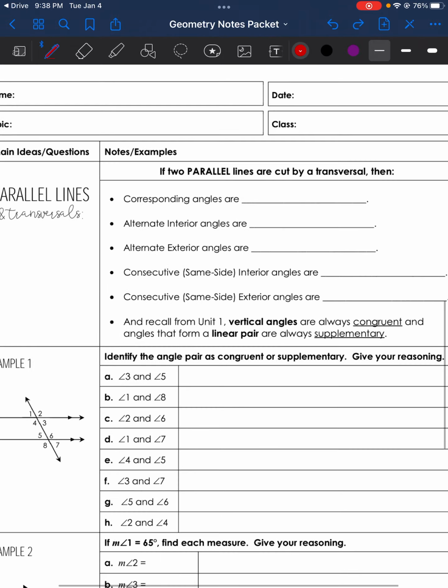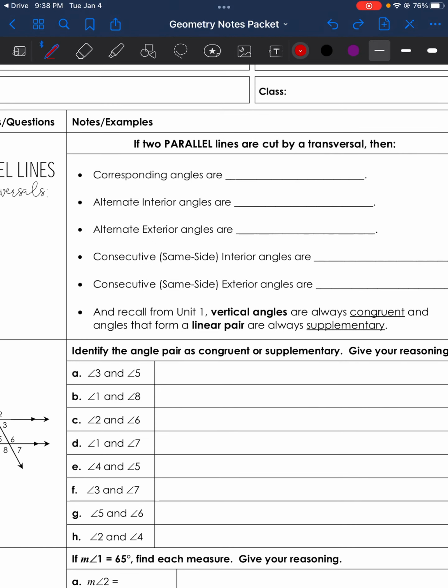So corresponding angles are congruent. And you should remember congruent means the same angle, the measure of the angles are equal to each other. The angles are congruent. Alternate exterior angles are also congruent. Alternate interior angles are congruent. Alternate exterior angles also congruent.